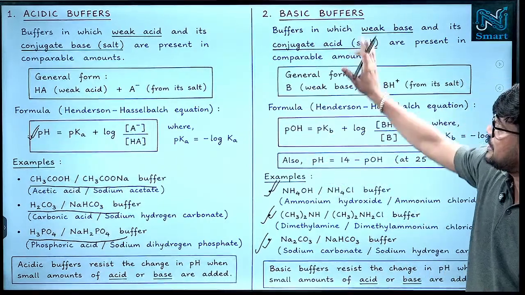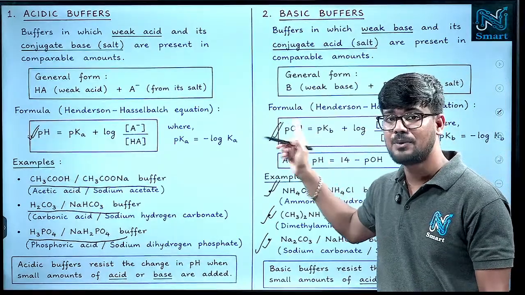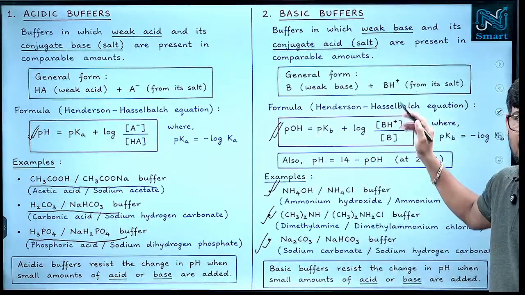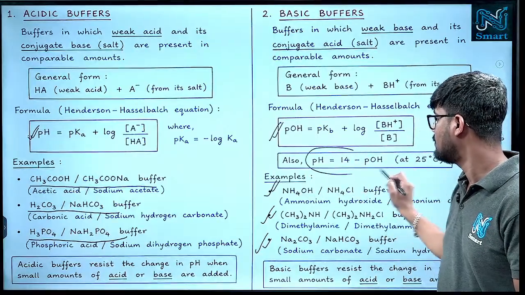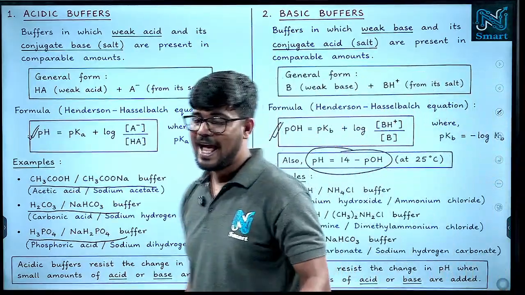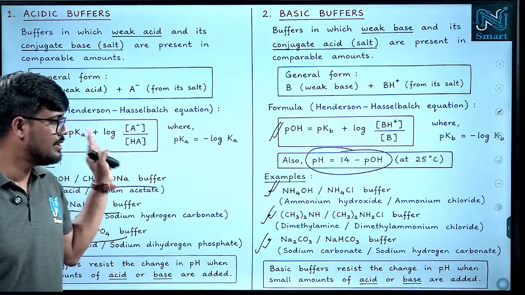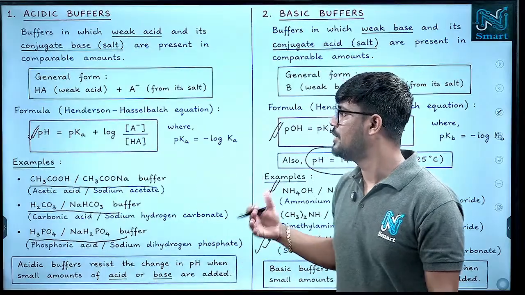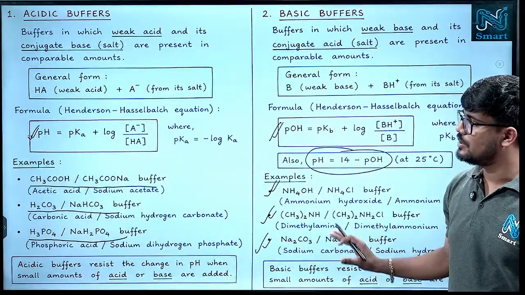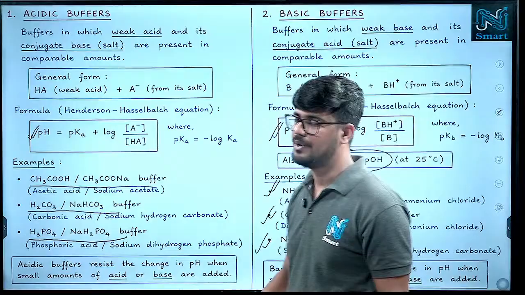And for a basic buffer, first we have to calculate pOH, which is pKb plus log of concentration of salt by concentration of base, and from that we can get pH, which is 14 minus pOH. Again, if you solve this question and study this slide, you can revise the entire buffer topic.